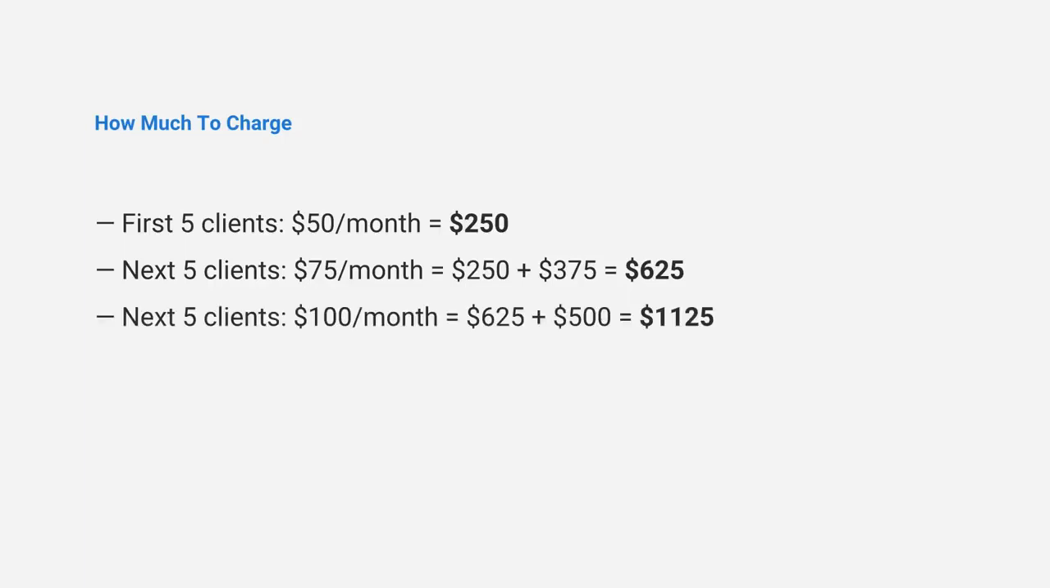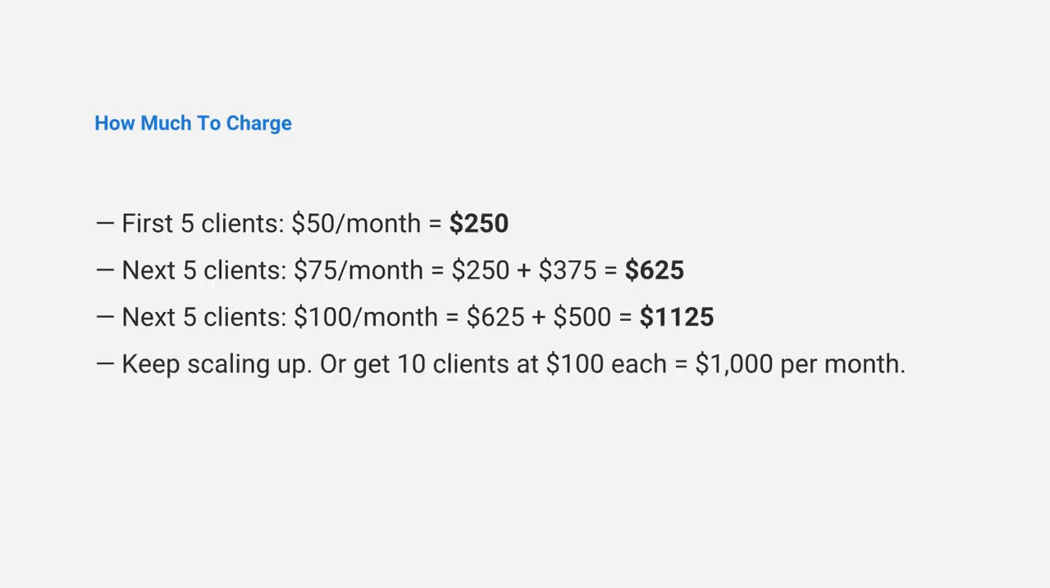Then you could do the next 5 clients at $100 per month. That's going to total pretty much $1,000 per month in actual profit, which is really good. So now you're up to $1,000. And of course, you can just keep scaling up and up. You could charge the next as like $125 or $150. I believe by the time most people have 10 clients, they're pretty happy and they know what their time is worth and what they can charge. So you can keep scaling up, or you could just get 10 clients at $100 each, so that's $1,000 per month. You can even charge up to $250 per month.